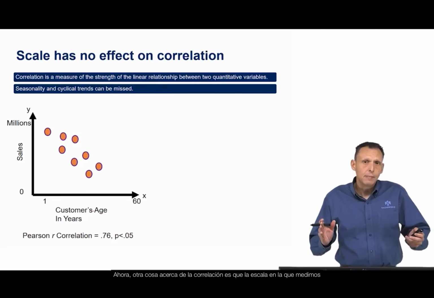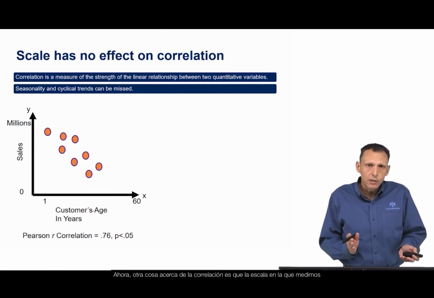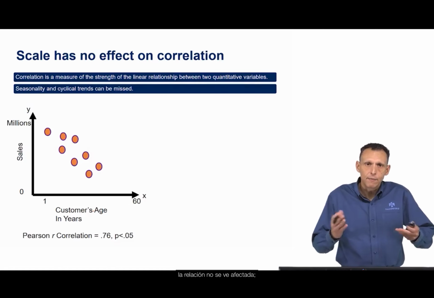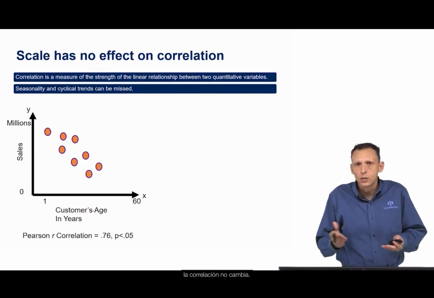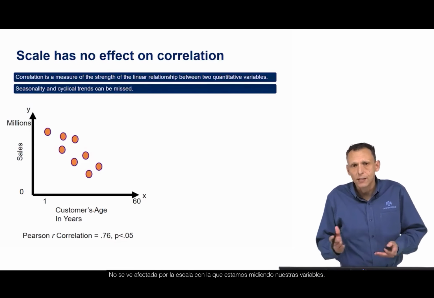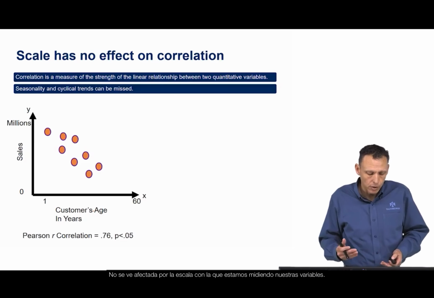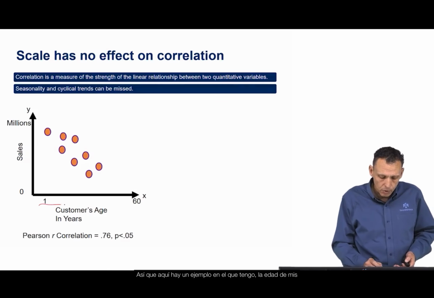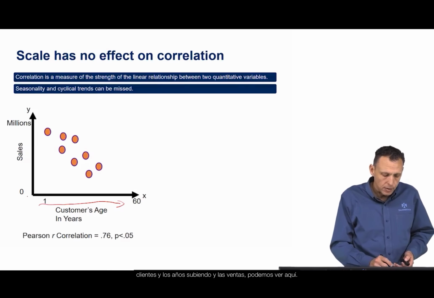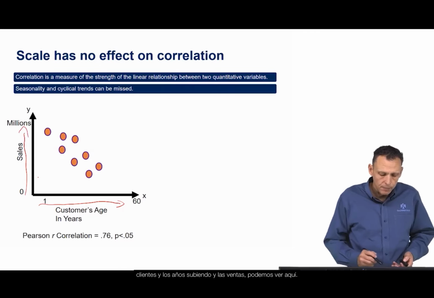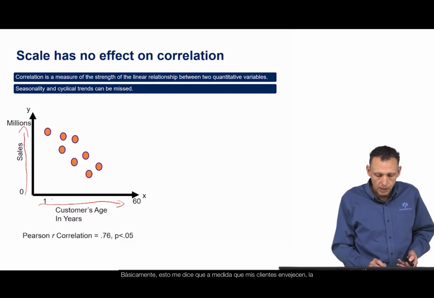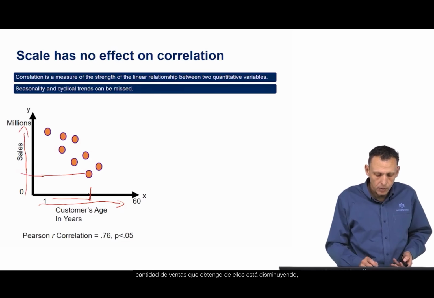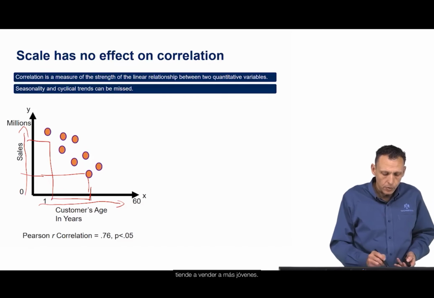Now, another thing about correlation is that the scale we measure the relationship on does not affect it. The correlation does not get changed. It is not affected by the scale by which we are measuring our variables. So here is an example where I have my customers' age in years going up, and the sales we can see here. So this is basically telling me as my customers get older, the number of sales I'm getting from them is decreasing. I tend to be selling to younger customers.